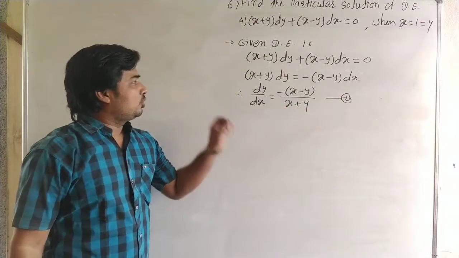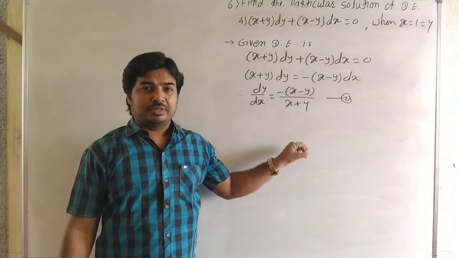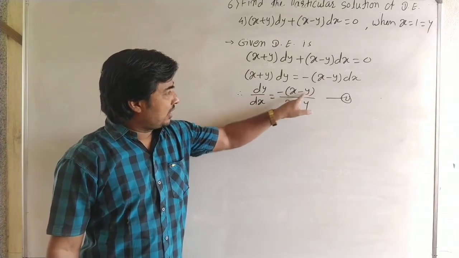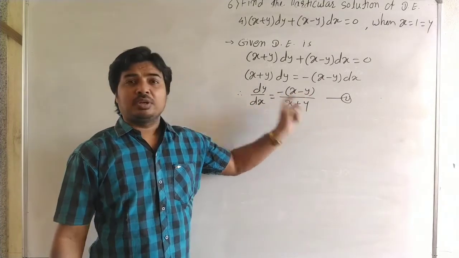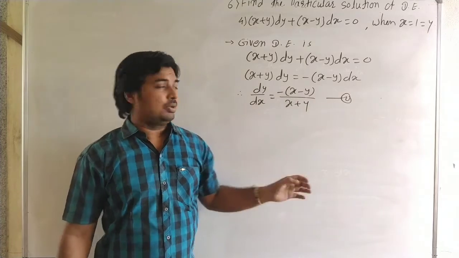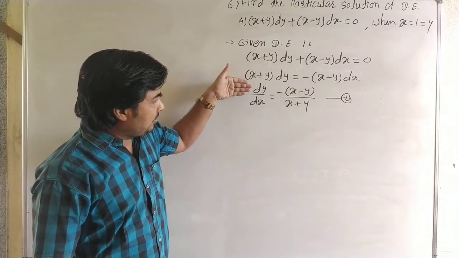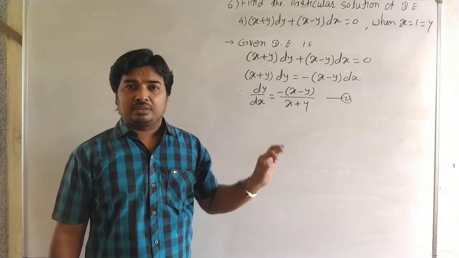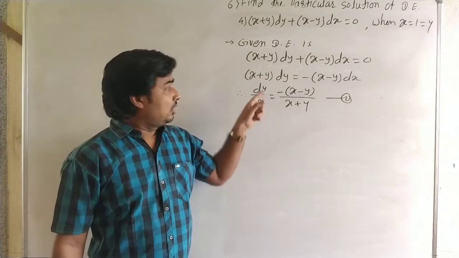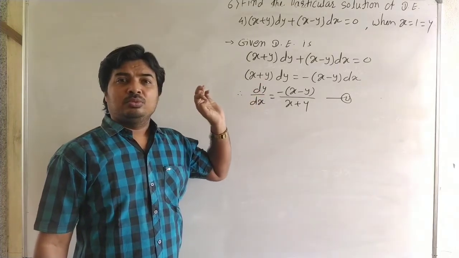And here it is a homogeneous differential equation. In x and y, the degree is the same. It is a homogeneous differential equation. And here a homogeneous differential equation we write in the form of dy by dx. So here put y by x is equal to v.